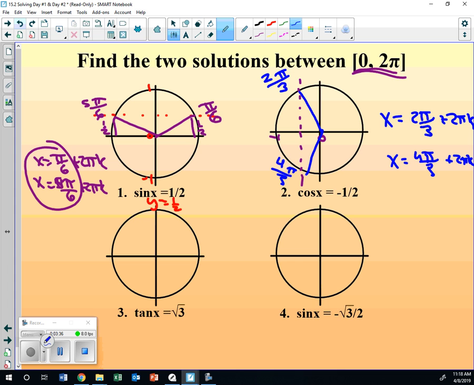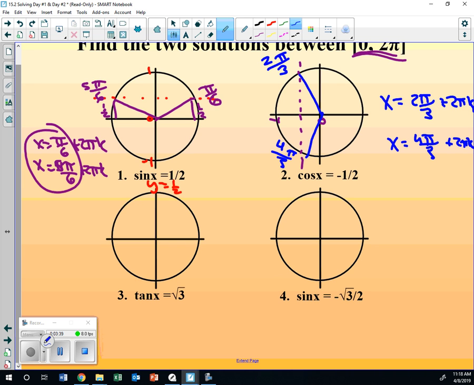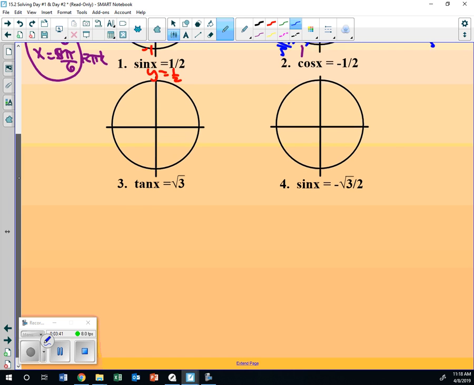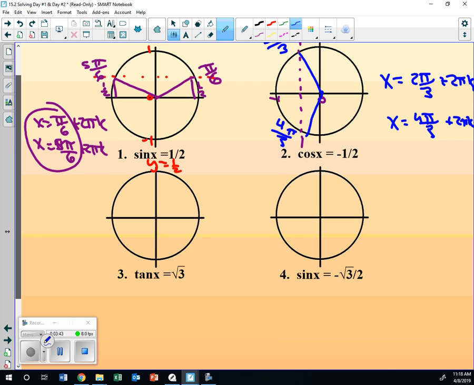Now tangent's a little different. With tangent equals square root of 3, some people do it this way. They go, oh, square root of 3 over 1, opposite over adjacent. So Pythagorean theorem, 1 plus 3 is 4, square root of 4 is 2.